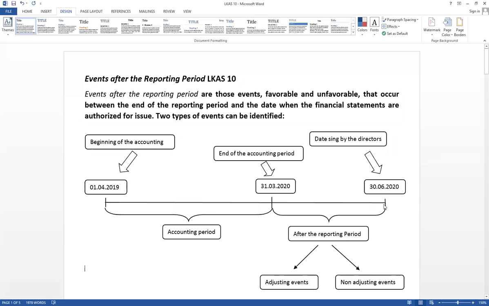Whenever the directors sign, until that day is what we call after the reporting period. Think about after the reporting period: those are the events, both favorable and unfavorable, that occur between the end of the reporting period and the date when the financial statements are authorized for issue by the directors. The accounting year is over, and we are given 6 months to prepare the accounts. Before those 6 months end, the accounts must be prepared and the directors must sign those financial statements as true and fair. We look until the day they sign.